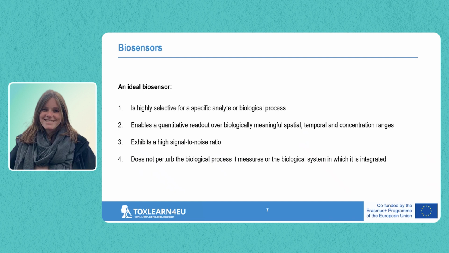So you want your sensor to be much more fluorescent compared to your background autofluorescence. And then the last very important point is that your sensor should not perturb the biological process that it measures, or the biological system in which it is integrated. As I'll show you in the next slide, we will integrate the sensor into our plants. But of course, you don't want the sensor to interfere with how a plant is responding to its environment, because that's what you actually want to measure. So you don't want to interfere with that.